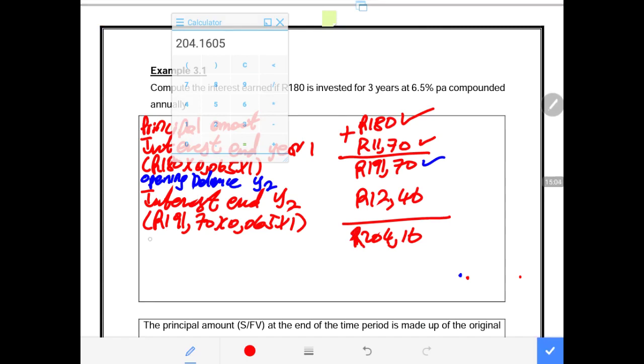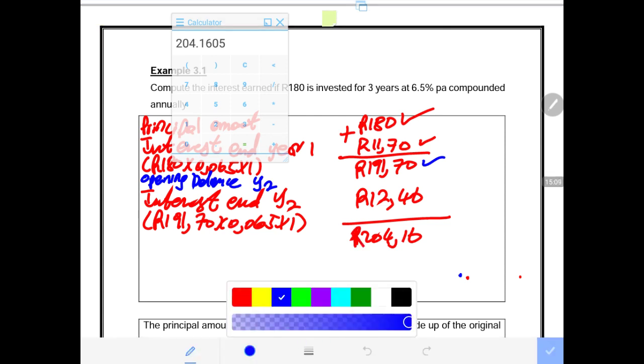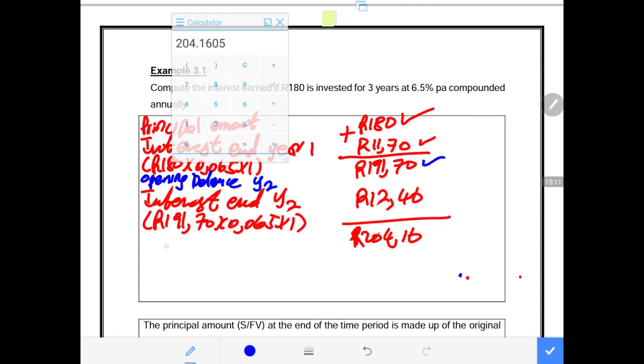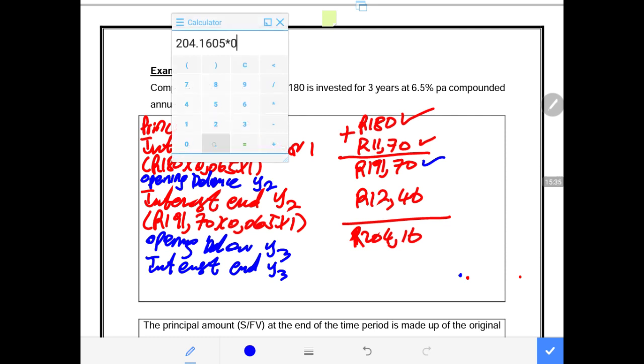Now this will be an opening balance. I prefer to use the term opening balance because it's very familiar also in financial accounting. Now we have our opening balance year 3. Then we need to calculate interest once again, which is our interest end of year 3. Then our interest end of year 3 will be 204.16 times 0.065 times 1.